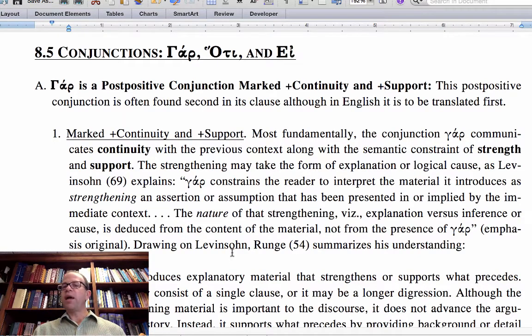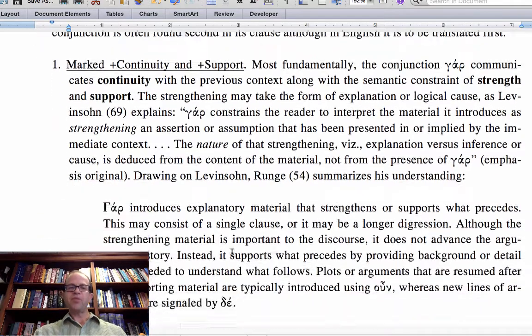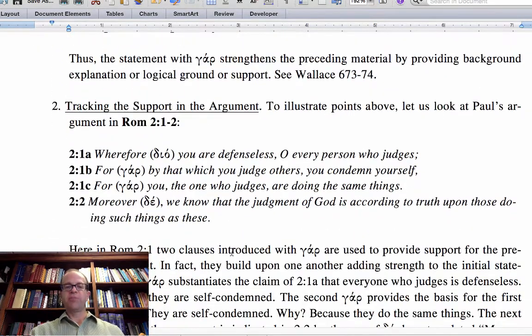Now, in inductive Bible study terms, we would call that substantiation. Gar will strengthen or support a previous assertion in argumentation. And one way that that is translated is with the word for in English. Now, that's not the for that means the preposition for a time, but for in terms of a conjunction. So be sure to read this discussion.